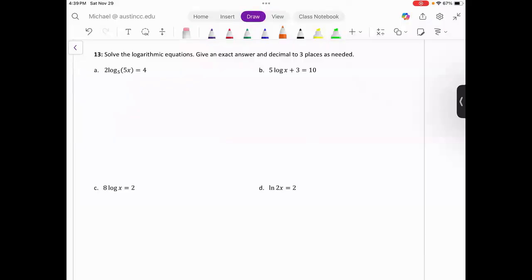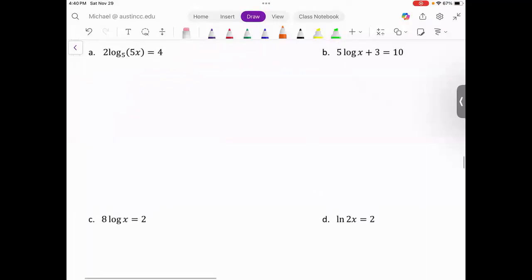All right, let's solve some logarithmic equations. We want to get exact answers. So the idea here is we want to get into a form where we can convert it to an exponential. So for this first one here, 2 log base 5 of 5x equals 4. We need to get rid of that coefficient of 2. So let's divide each side by 2.